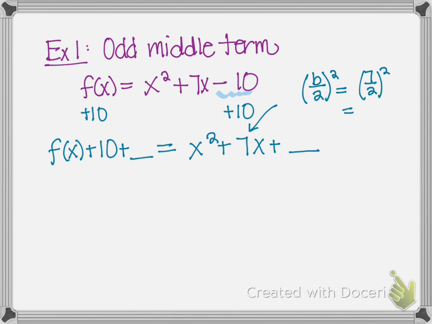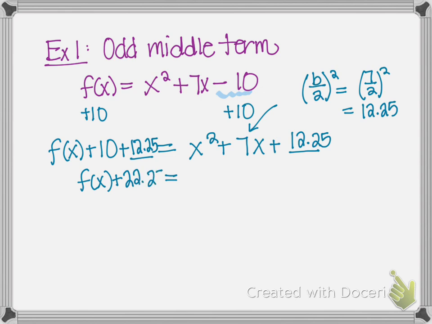So 3.5 squared is 12.25. So what I'm going to be adding here is 12.25, and that means I have to add 12.25 to the other side as well. Now when I clean up this side, that turns out to be f of x plus 22.25. And then on this side, now I'm going to go ahead and factor this, okay?